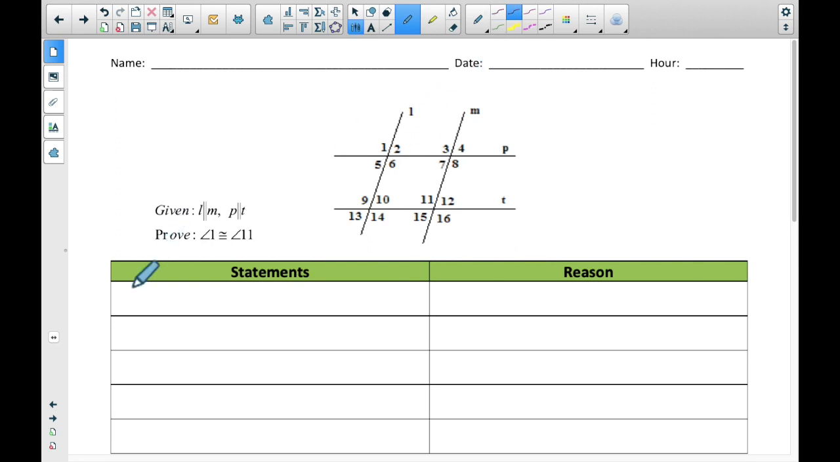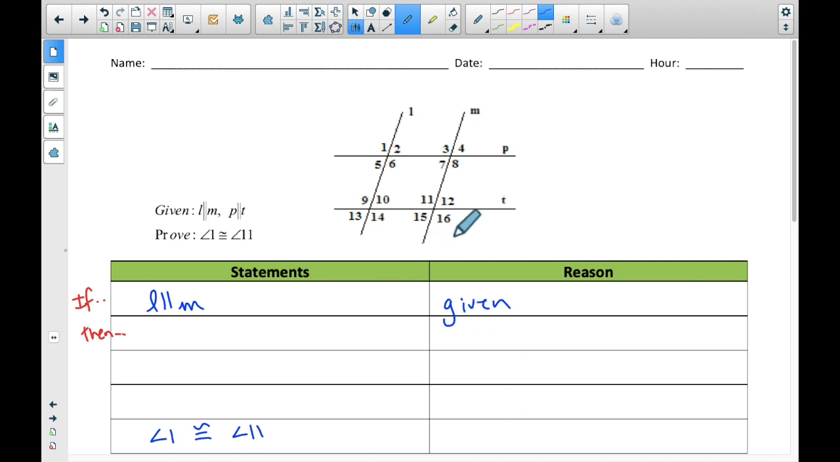All right, remember I was just saying a second ago that this should really be like an if-then statement. And so we also know from our previous experience that what we do is we put the given in our first line, and we say the reason for that is given. And we also know that the last one is that angle 1 is congruent to angle 11. But we've talked about that's not a proof, that's not a reason. We have to work through the reason.